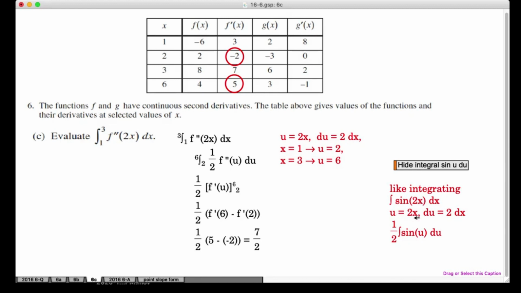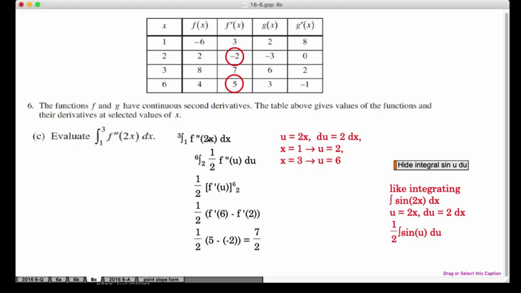So we let u equal 2x, then du is equal to 2 dx. If I substitute back in here, this would be the sine of u, and dx is equal to du over 2, so this is du over 2, and you just take the constant outside. We're doing the same thing here, only this is a definite integral.